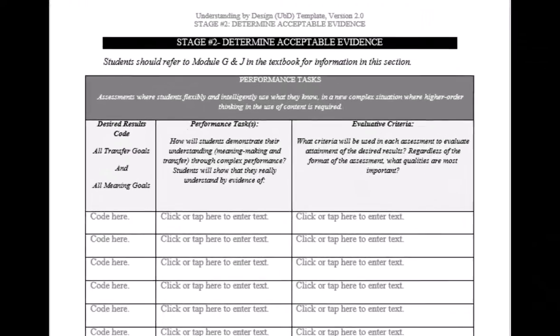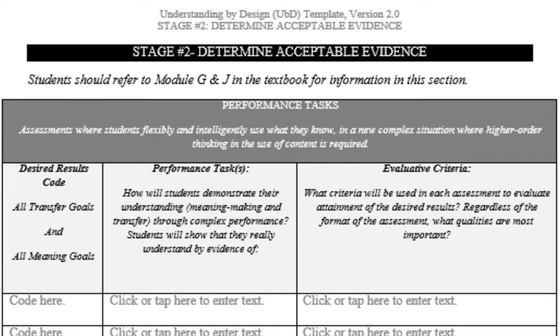In Stage 2 of UbD, the designer's goal is to determine acceptable evidence that learning is taking place. The template below walks designers through the process of this second stage of the UbD process. The performance task section is broken down into 3 columns. In the far left column is the desired results code column. This is where designers will put all of the transfer goals and all of the meaning goals codes that they developed in Stage 1 of the template.